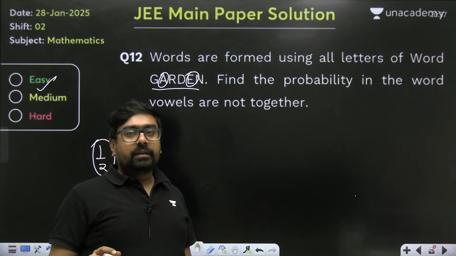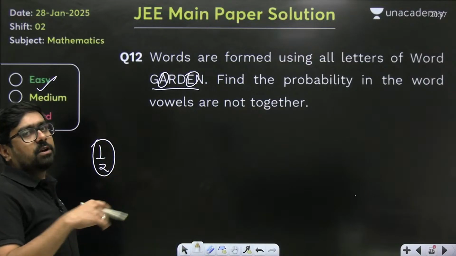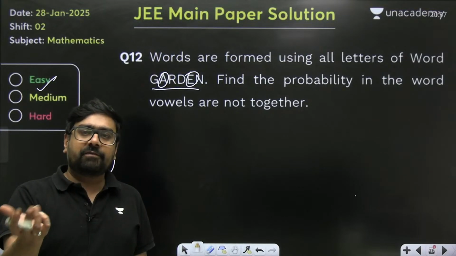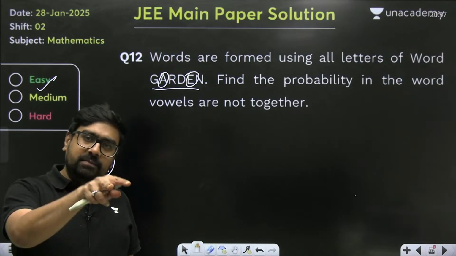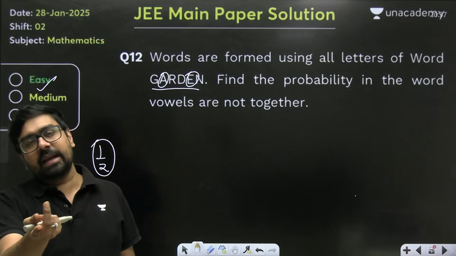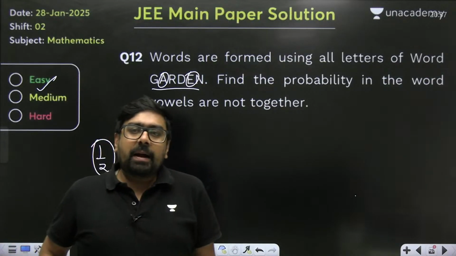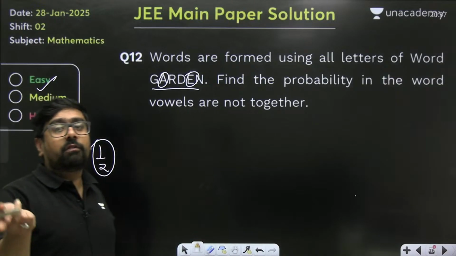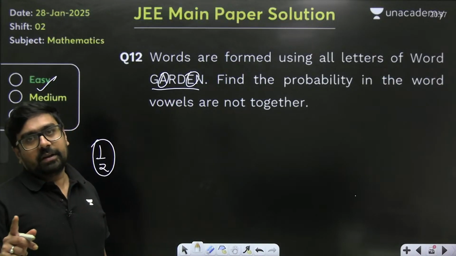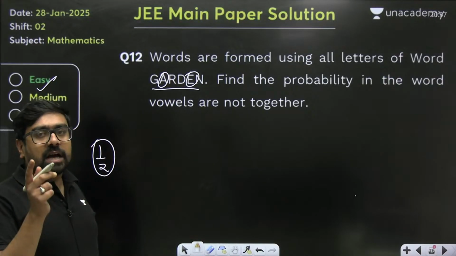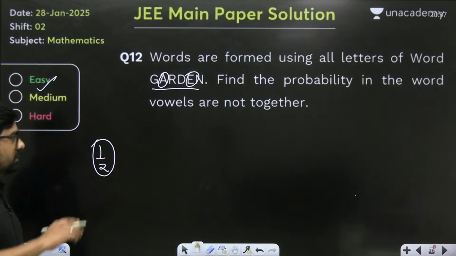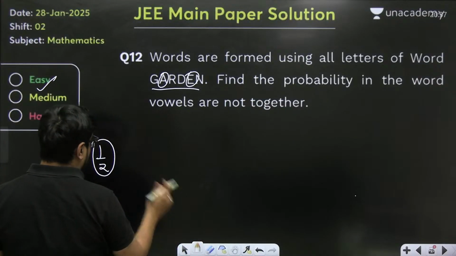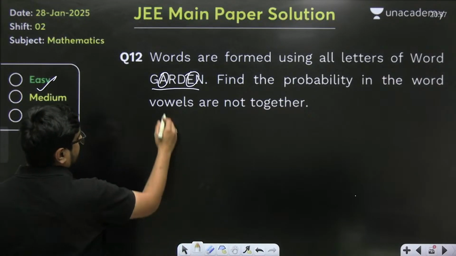Correct? This was tricky. Vowels are not in alphabetical order, because there are only 2 vowels. Half of the times E will be in front of A and half of the times A will be in front of E. So 1/2 will be the probability, right? If the question was that vowels are not in alphabetical order. But if the question was that vowels are not together, then the solution will be something else.